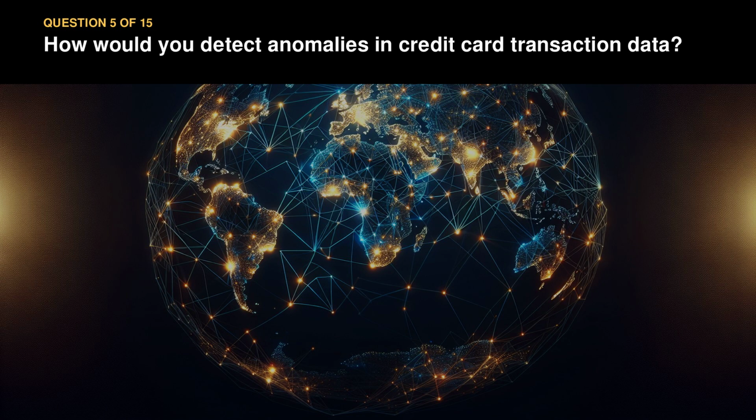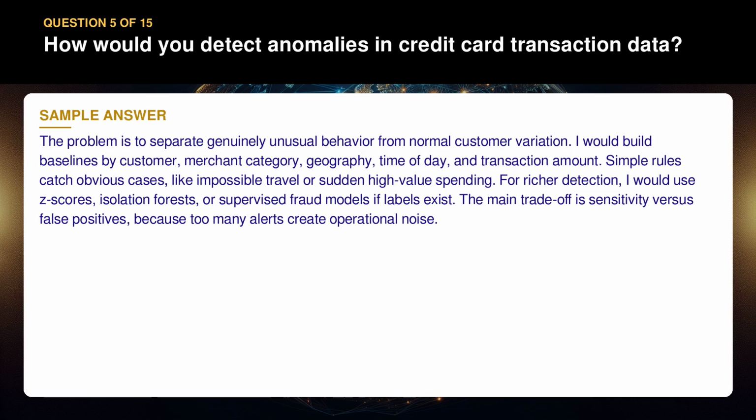Question 5. How would you detect anomalies in credit card transaction data? The problem is to separate genuinely unusual behavior from normal customer variation. I would build baselines by customer, merchant category, geography, time of day, and transaction amount. Simple rules catch obvious cases, like impossible travel or sudden high-value spending. For richer detection, I would use z-scores, isolation forests, or supervised fraud models if labels exist. The main trade-off is sensitivity versus false positives, because too many alerts create operational noise.